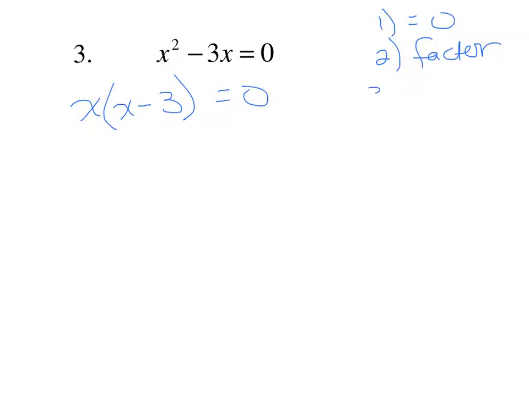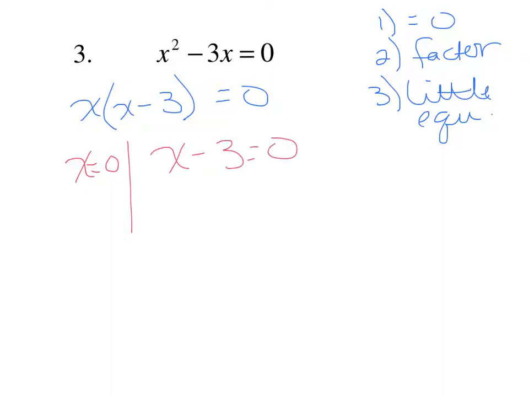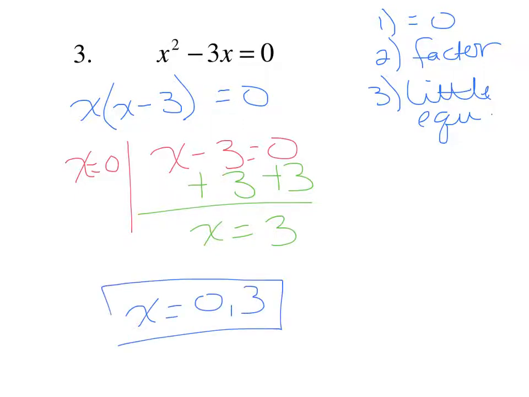Once you're done factoring, you set up those little equations. Okay, and in this equation, we would have x = 0 coming from here, and x − 3 = 0. This one doesn't need to be solved, it's already solved. This one we need to add 3 to both sides, so that we get x = 3. And so our solution set is x = 0 and 3.